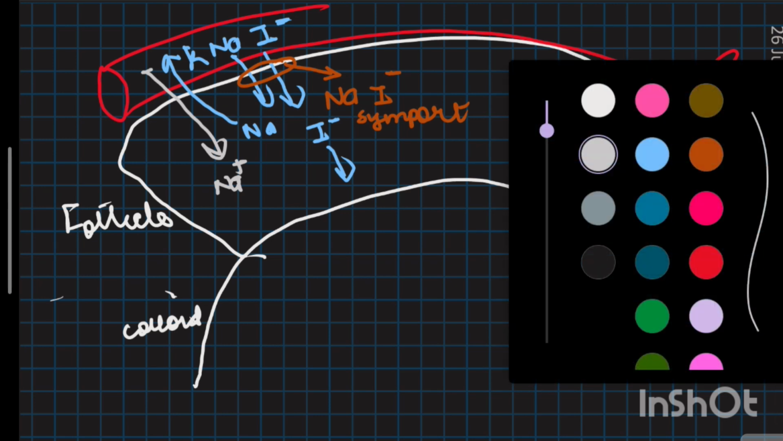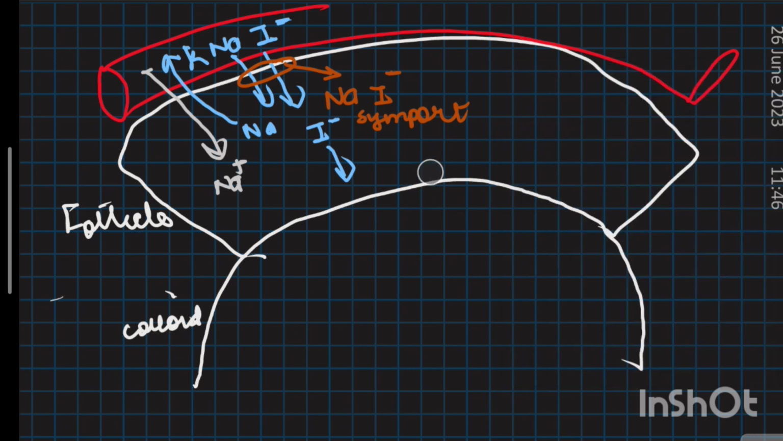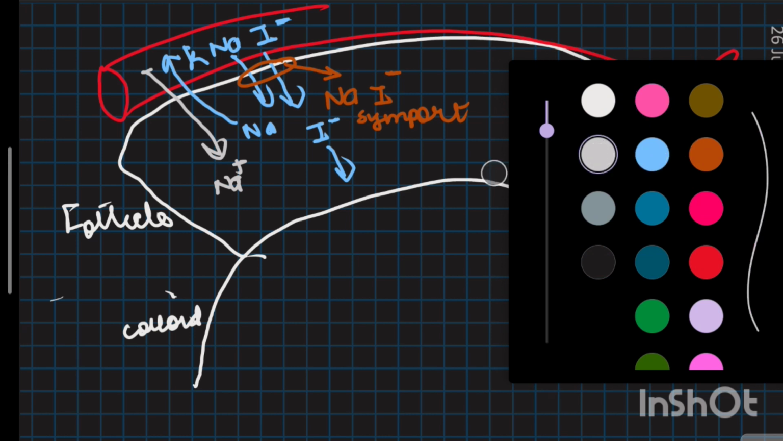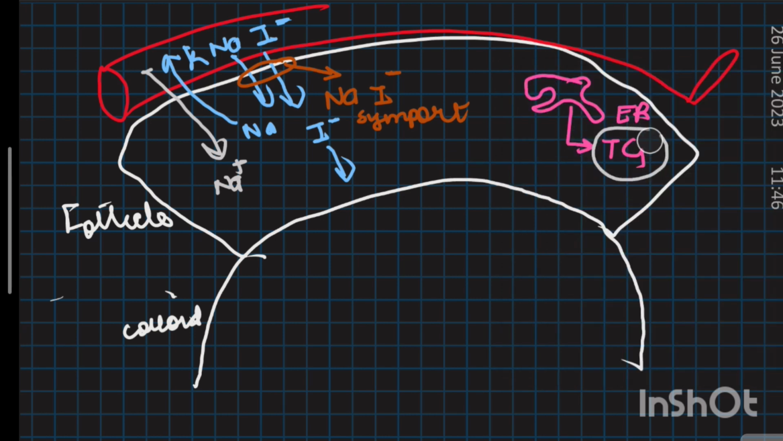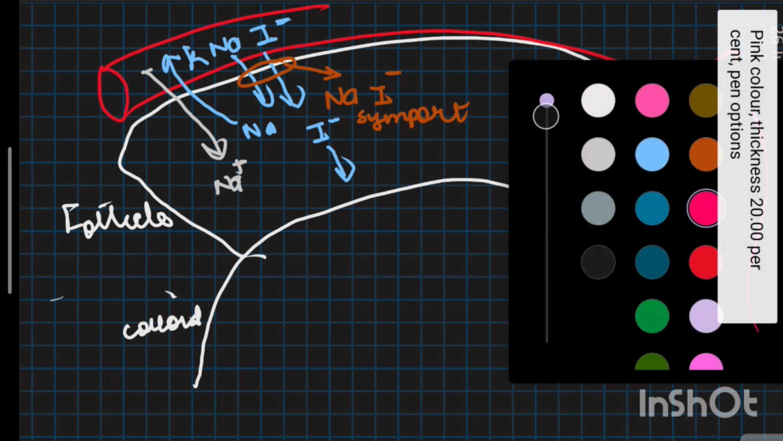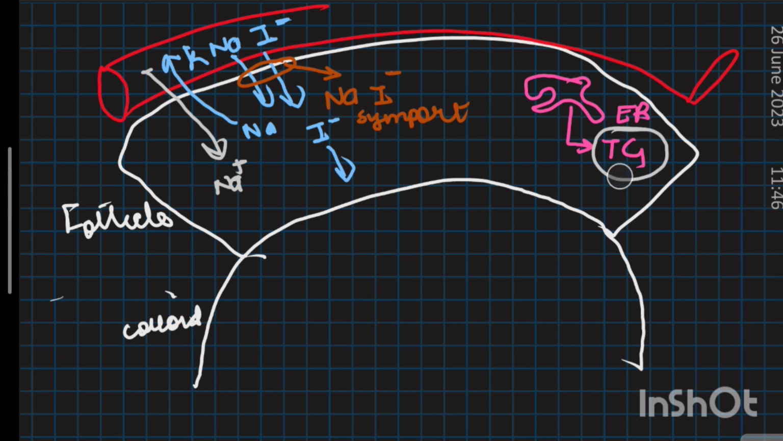Now let's see what's present in the follicle. This is endoplasmic reticulum. It produces Tg. What is Tg? It is thyroglobulin, and it is under the vesicle. Let's say it is vesicle. This vesicle is due to Golgi body, sorry, Golgi tendon, sorry, Golgi body. This is due to Golgi body.